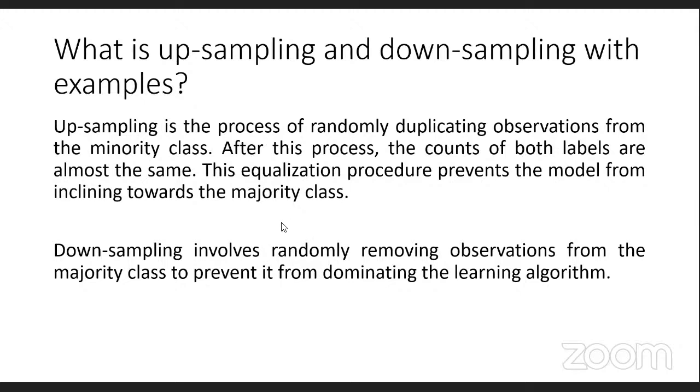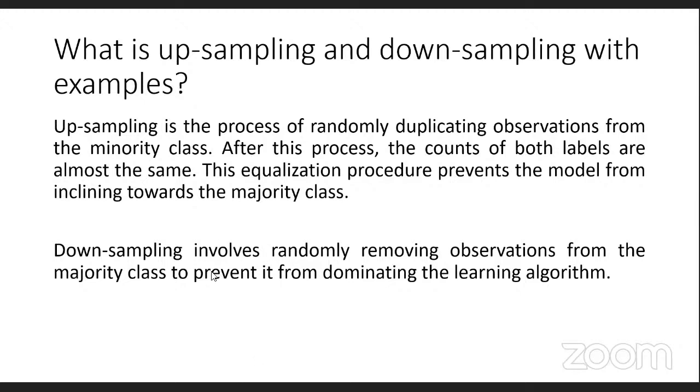When you do upsampling, the data size will be increased because you are duplicating. When the size of the data set is small, you go with upsampling. You go with downsampling when the data set is huge, because even if we reduce and lose some data, it is fine. In upsampling, you are randomly duplicating those only.